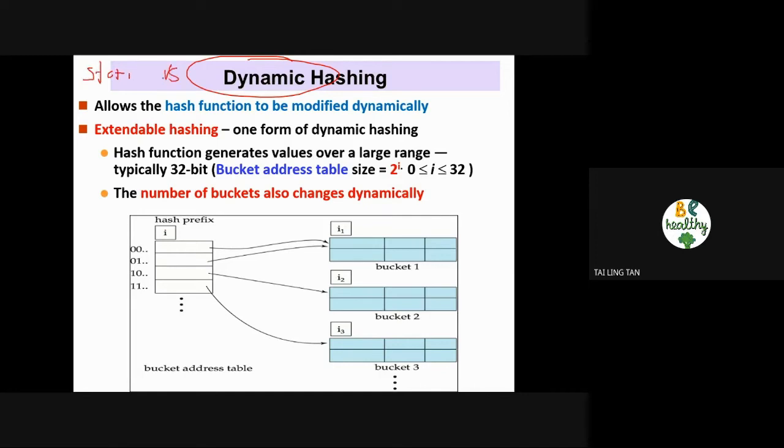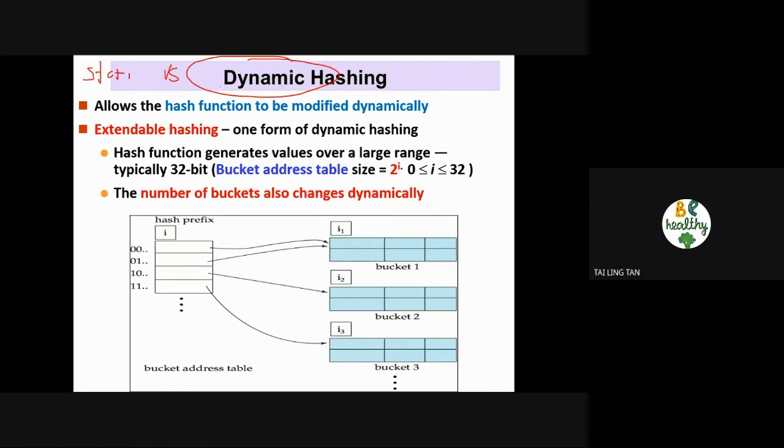This is a common exam question. What is the difference between these two, and why do we want to have dynamic? Why don't we just use static? So dynamic hashing allows the hash function to be modified dynamically. The hash function previously, we said, divide by 8. We can use any kind of method to look for the key. Based on the key, we use this hash function to find the bucket easily.